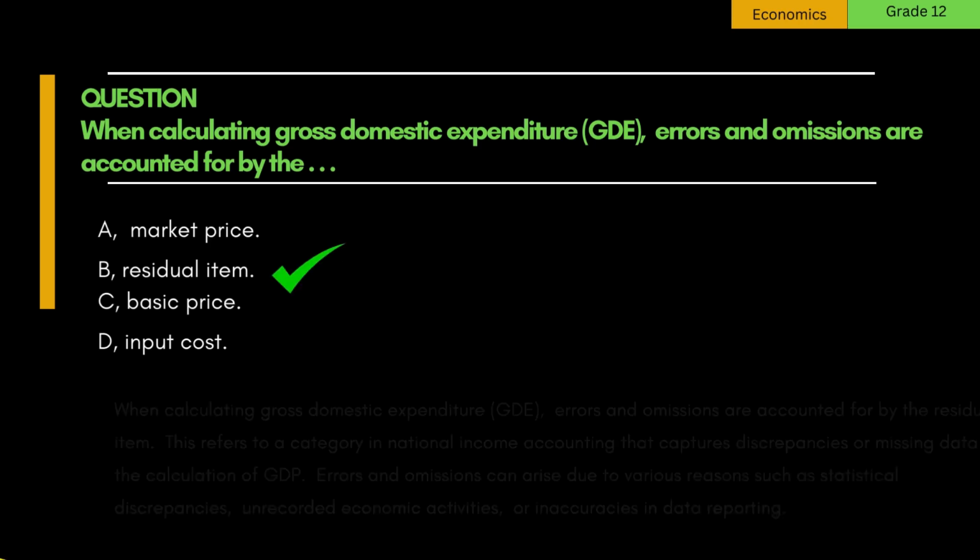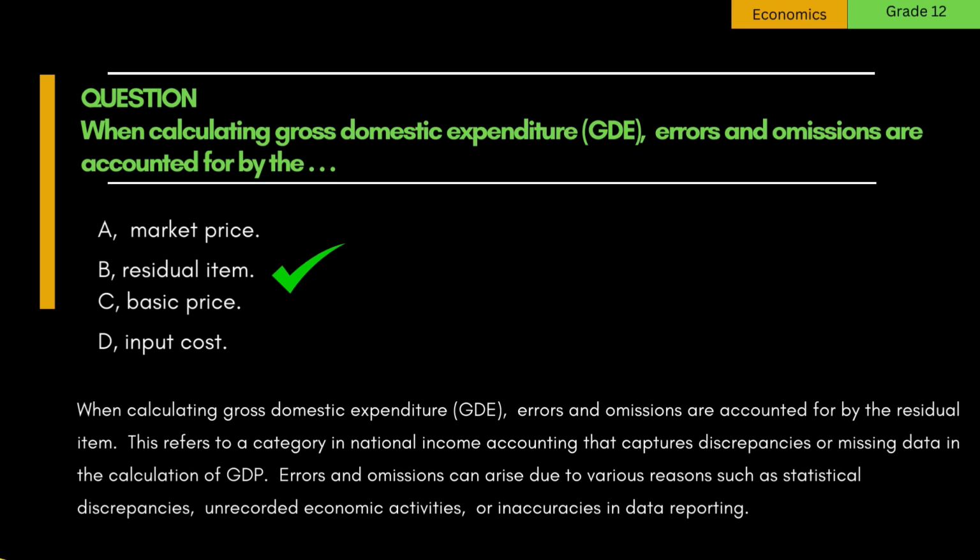Residual item. When calculating gross domestic expenditure, GDE, errors and omissions are accounted for by the residual item. This refers to a category in national income accounting that captures discrepancies or missing data in the calculation of GDP. Errors and omissions can arise due to various reasons such as statistical discrepancies, unrecorded economic activities, or inaccuracies in data reporting.